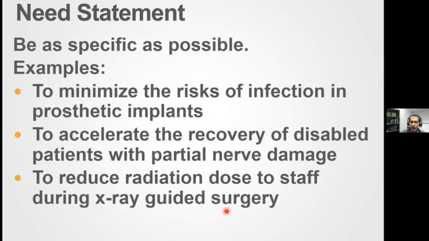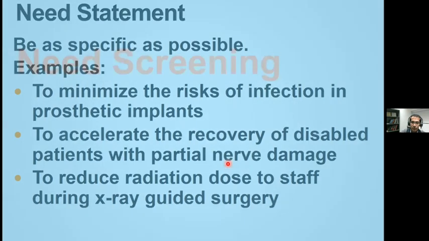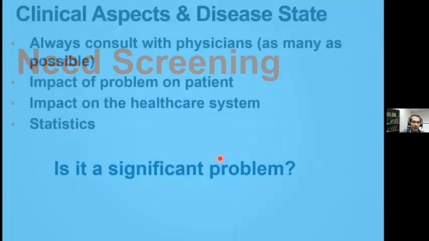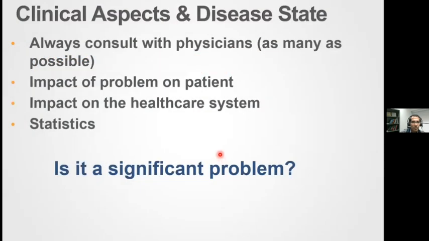Then ultimately, once we have these many hundreds of need statements, you need to screen them. To screen them, you need to take all the various factors into account. Well, obviously the disease state is very important. You need to always consult with physicians and see what the impact of this problem is on the patient, what the impact is on the healthcare system as a whole, and what the statistics are. To summarize, you want to see how significant a problem this is.